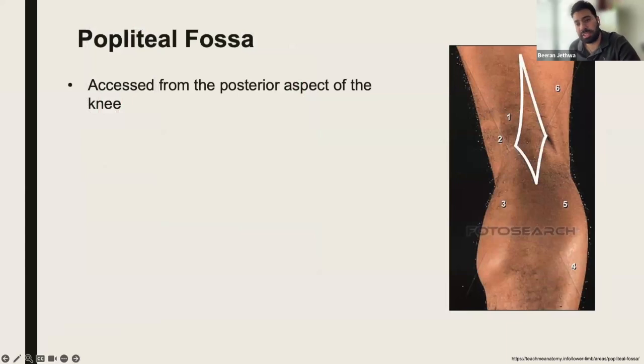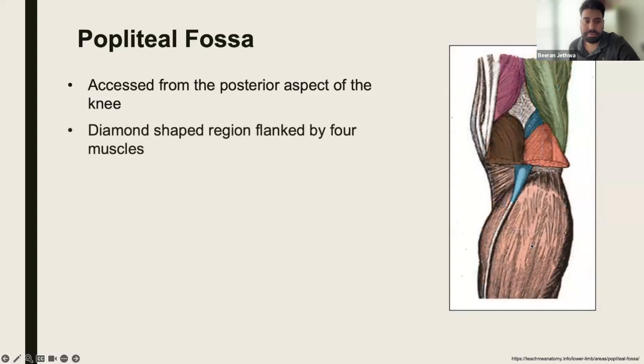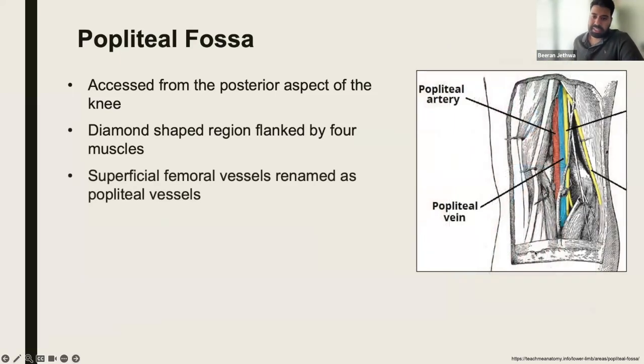So for this, we have to access the popliteal fossa. This can be done from the posterior aspect of the knee, a diamond-shaped region flanked by four muscles, as you can see here. Now, once the skin has been reflected and the adipose tissue removed, the neurovascular structures become visible. Now they're in the popliteal fossa. The superficial femoral vessels are renamed the popliteal vessels.